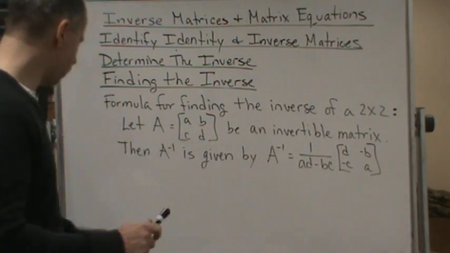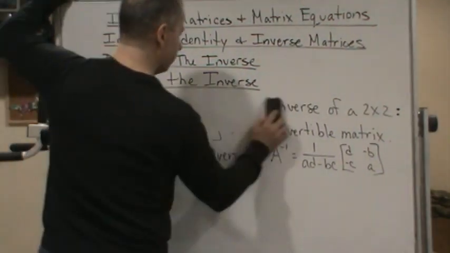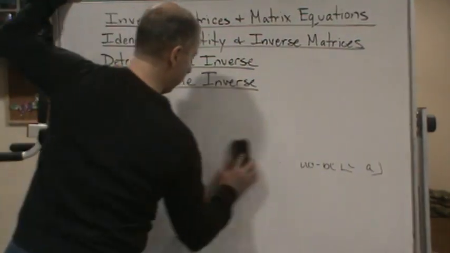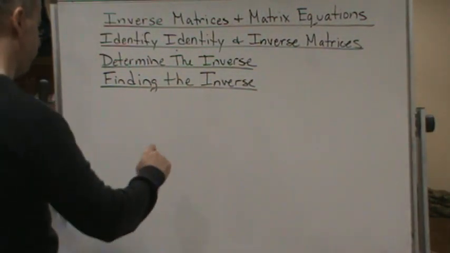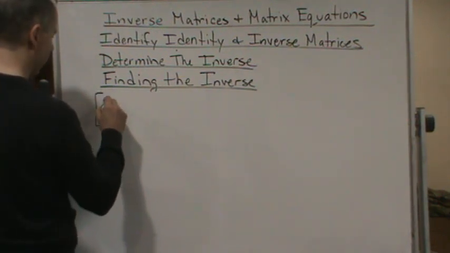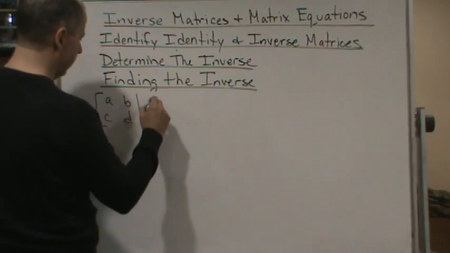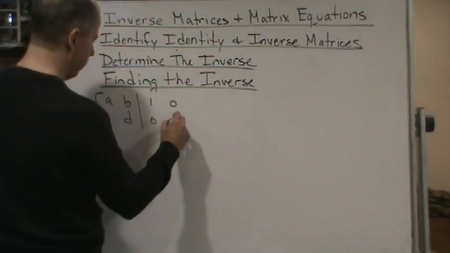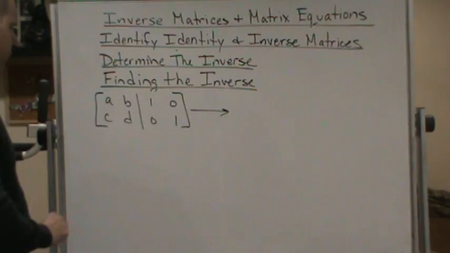Okay, so let's derive the formula. To derive the formula, all we're going to do is set up our matrix, right? So we have A, B, C, D, and 1, 0, 0, 1. Now we're just going to row reduce.